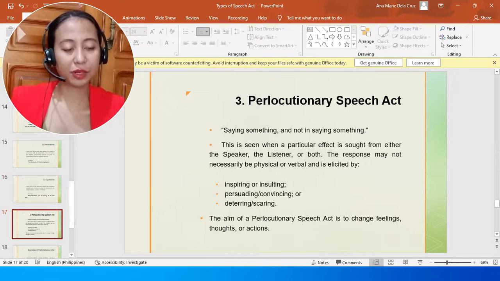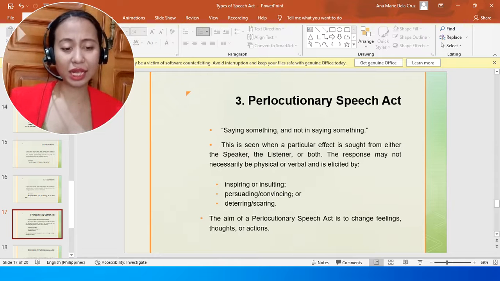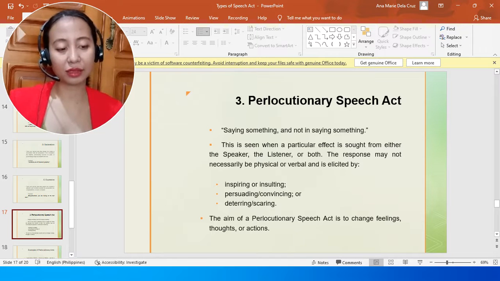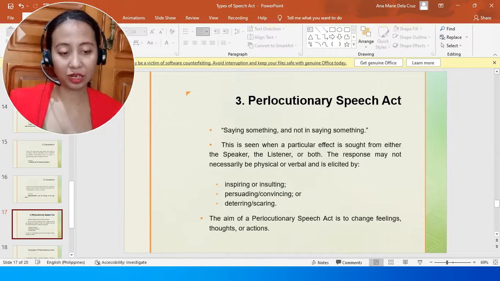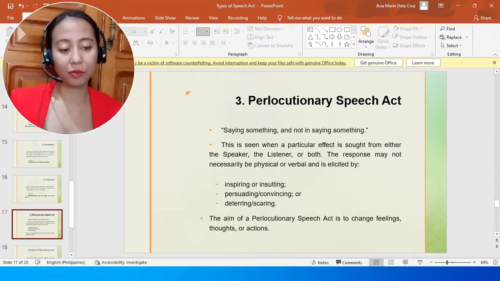Last speech act is perlocutionary speech act. This is saying something and not in saying something. Why can we say so? This is seen when a particular effect is sought from either the speaker, the listener, or both. The response may not necessarily be physical or verbal and is elicited by inspiring or insulting, persuading, convincing, or deterring, or scaring.